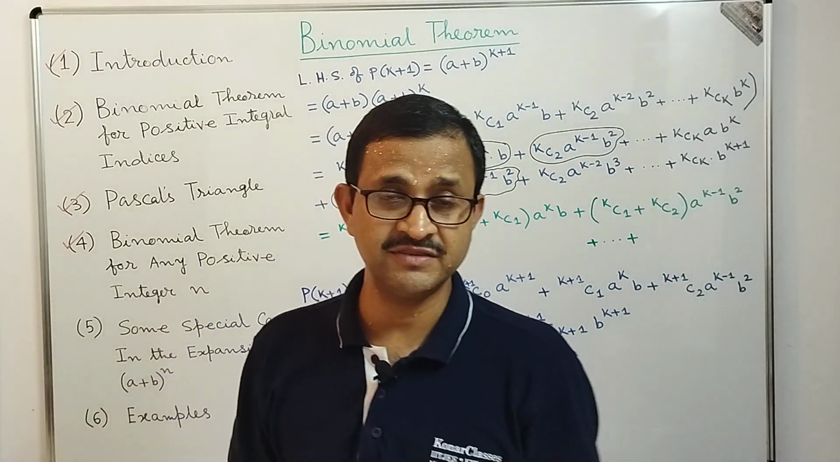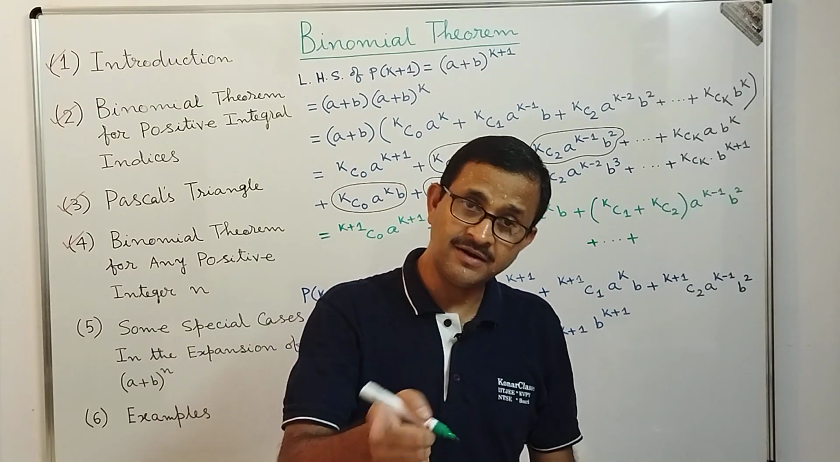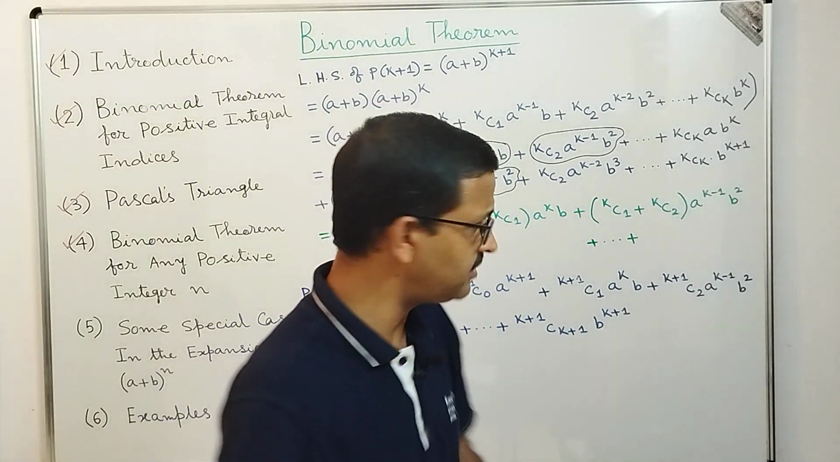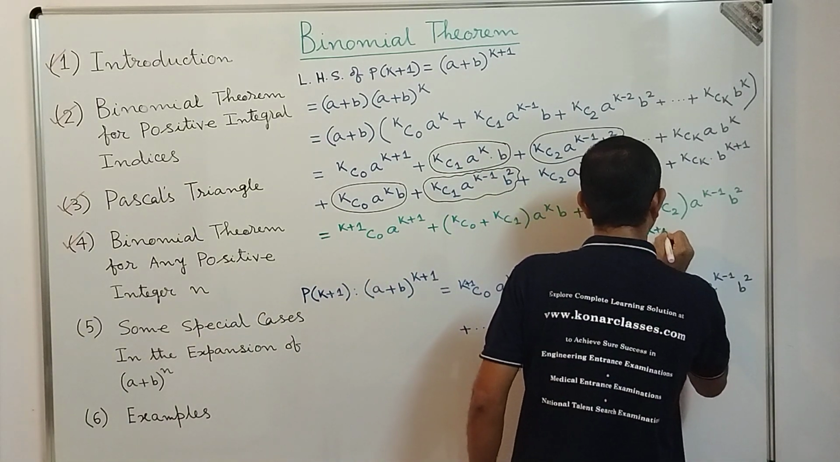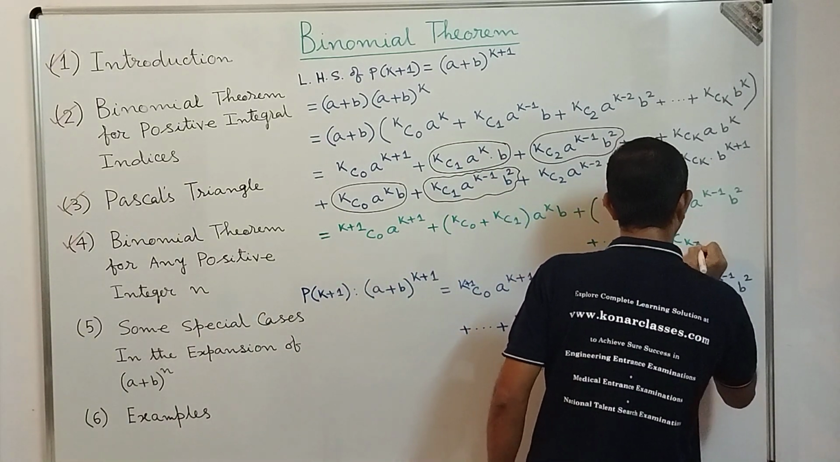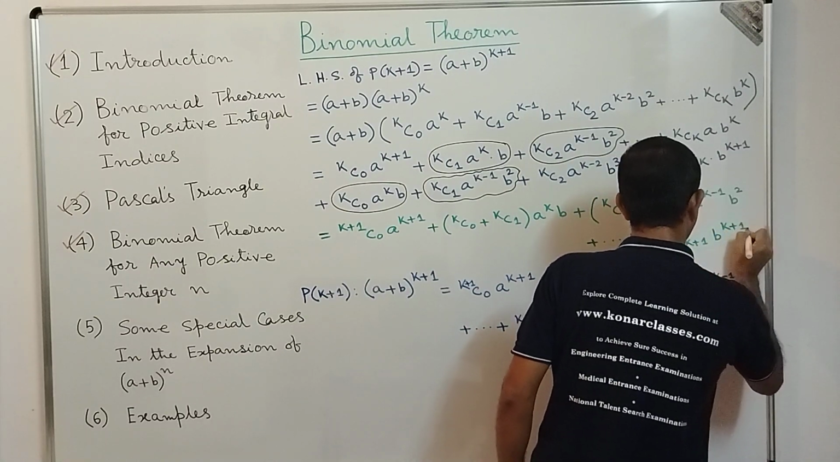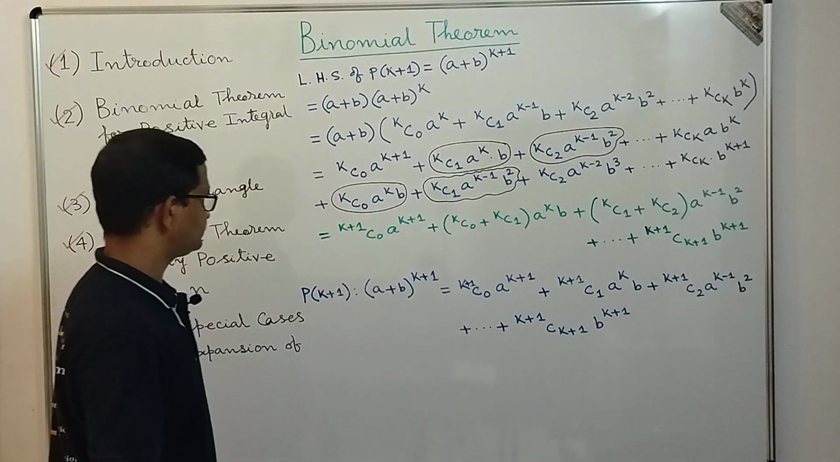What is the value of kCk? The value of kCk is 1. So similarly, the value of (k+1)C(k+1) should also be 1. So instead of kCk, we are writing (k+1)C(k+1) into b^(k+1). Why do we write so? Just to match the last term.